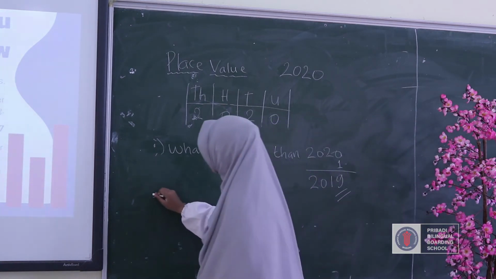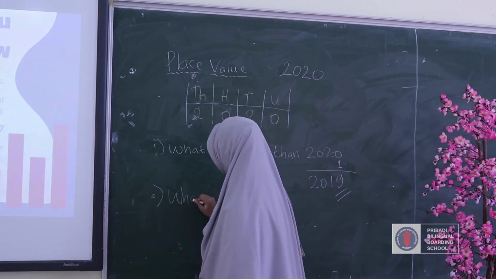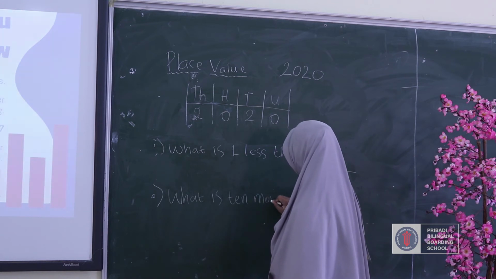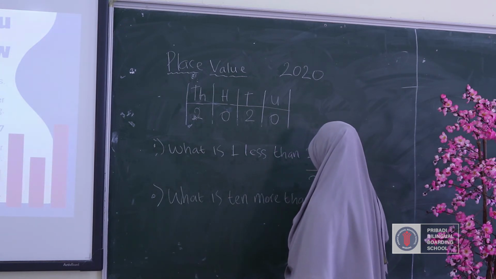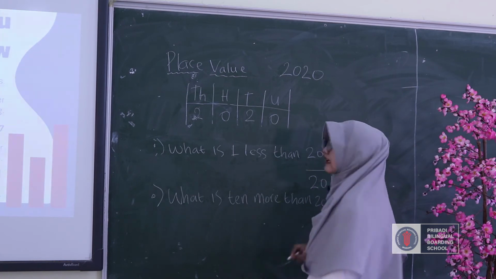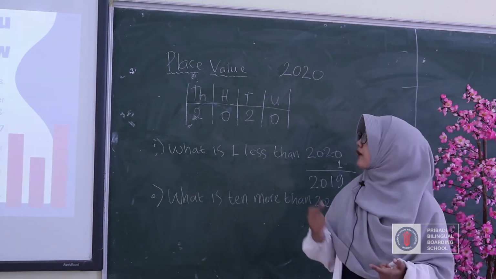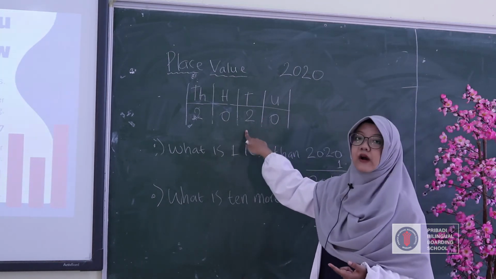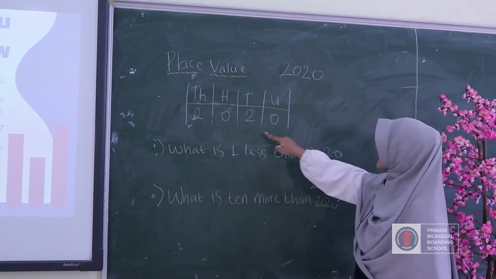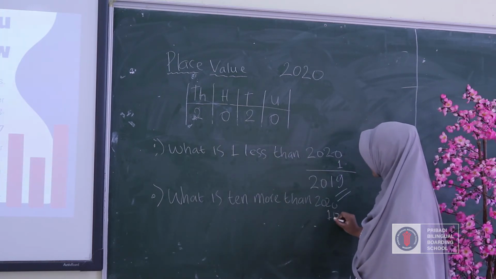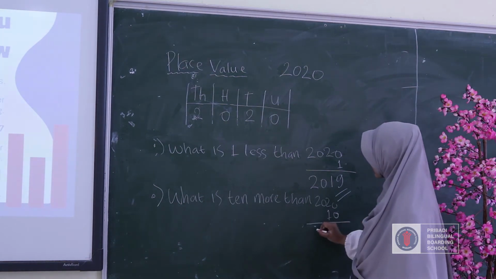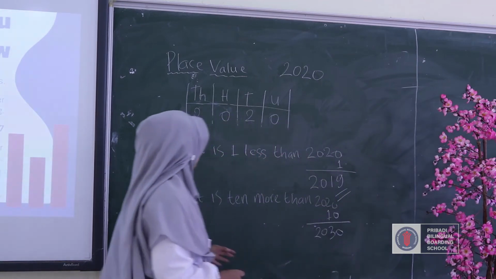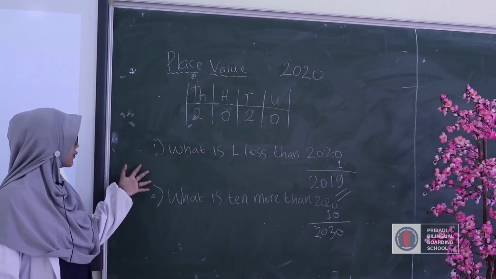And how about this one? If I have a question like this, what is 10 more than 2020? How to do it? You can just increase 10. Which one is 10? Here or here? You just put it here, okay? Increase by 10 here. So you can just directly put 10, for example, like this. And then it will become 2030. Like that, okay? Make sure you already understand the place value to do this one.